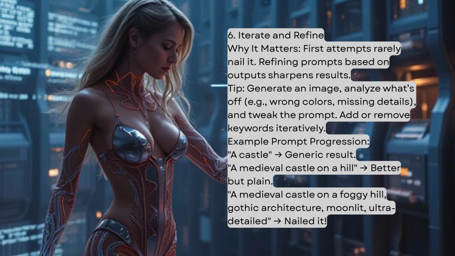6. Iterate and refine. Why it matters: First attempts rarely nail it. Refining prompts based on outputs sharpens results. Tip: Generate an image, analyze what's off, for example, wrong colors, missing details, and tweak the prompt. Add or remove keywords iteratively. Example prompt progression: A castle, generic result. A medieval castle on a hill, better but plain. A medieval castle on a foggy hill, Gothic architecture, moonlit, ultra-detailed. Nailed it.